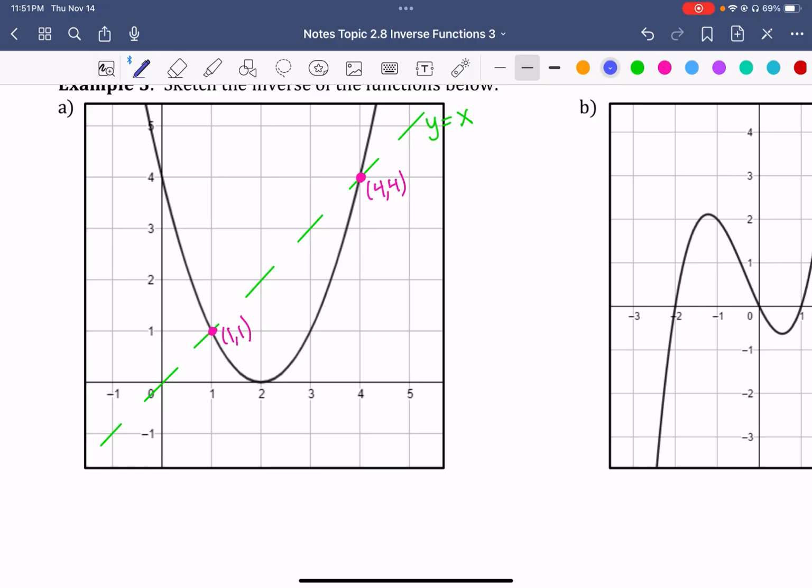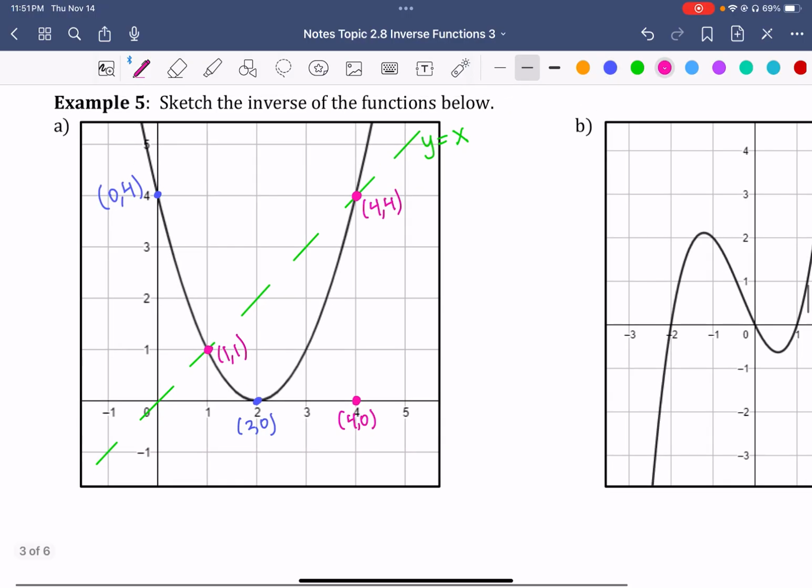Okay, so now what I want to do is grab some other points. So I'm just going to go through and make some marks here. So we have 0, 4, which is this point here. So if I take the inverse of that, I would end up with 4, 0, which would be down here. So this one would be 4, 0. Okay, I can keep going. I see I have another point here at 2, 0. If I take the inverse, I would be at 0, 2.